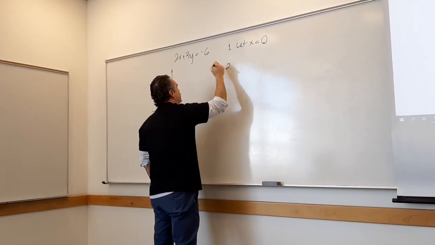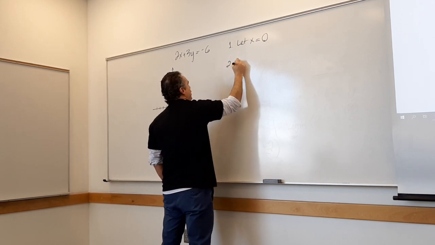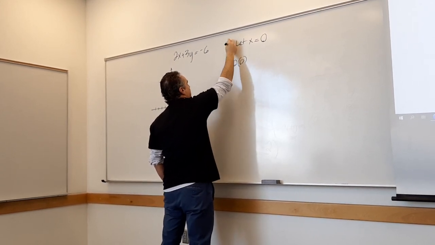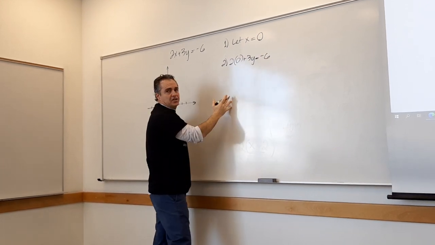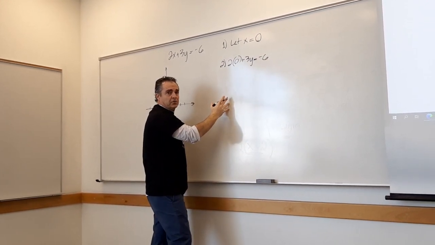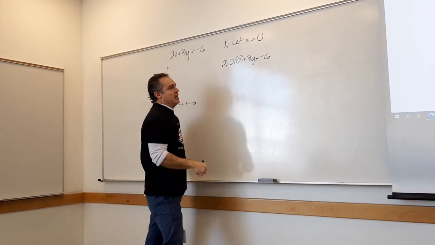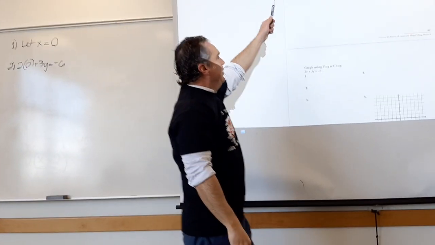Step number 2 says we're going to plug it in. So where there's an x, we're going to put a 0. 2 times 0, I'm going to put these like this. 2 times 0 plus 3y equals negative 6. Do you see what I just did? Yes or no? Yep. I plugged 0 into this equation. That's step 2. It says up there, plug it in the equation.